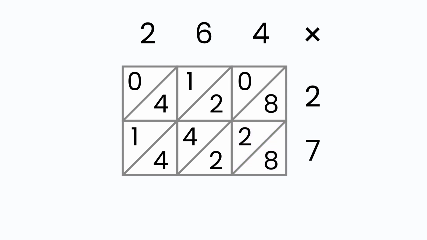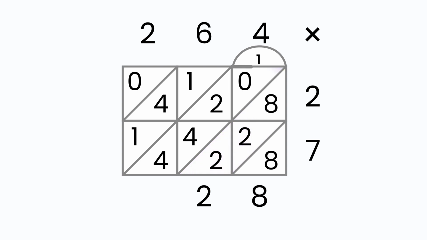You find the final answer by adding the numbers in each diagonal. Here, you have to start in the bottom right. This has just one digit, 8. So you write 8 under this column. The next diagonal gives you 8 plus 2 plus 2, which is 12. You write 2 under the column and carry the 1 to the next diagonal.